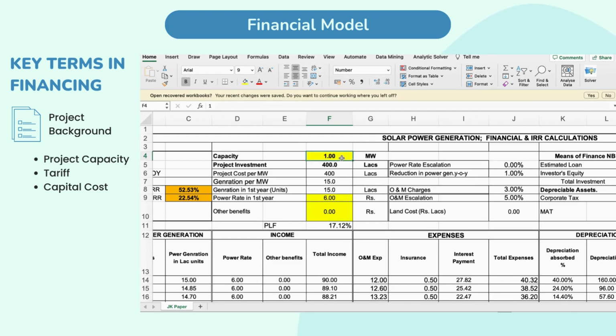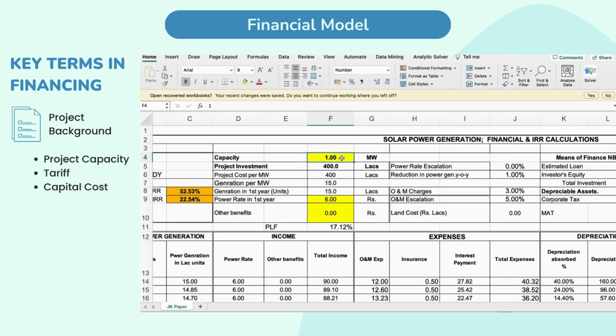In this financial model, you can change it. It will be easy to relate a few numbers on a per megawatt basis, so I have described this to you on a 1 megawatt basis. Now, if you look at this financial model, first let me explain a few terms.